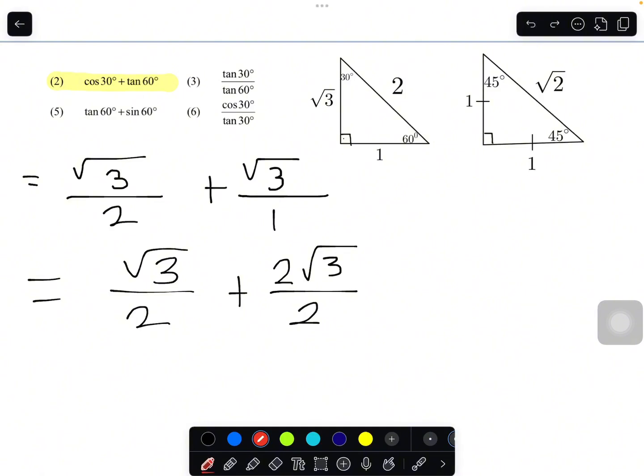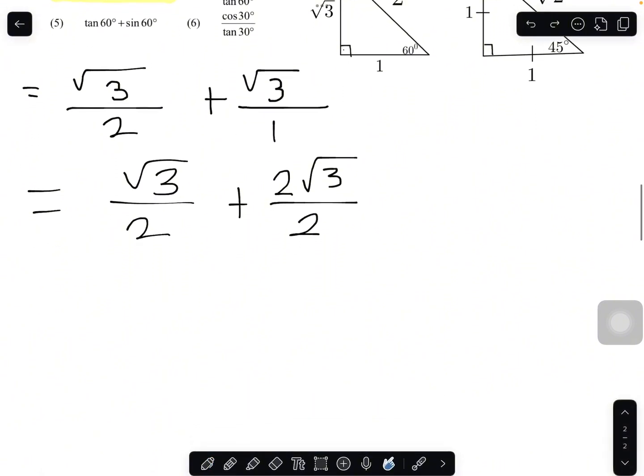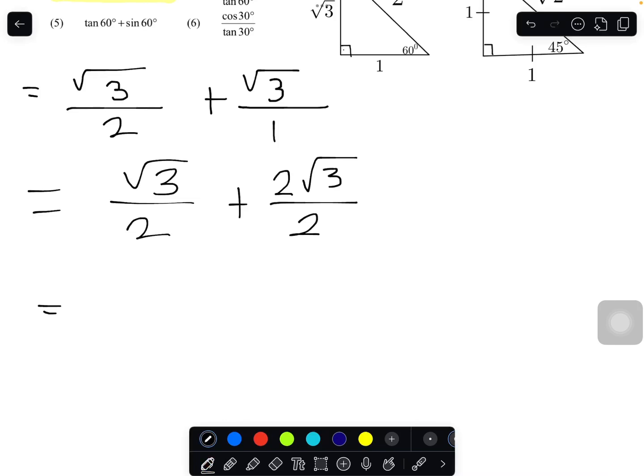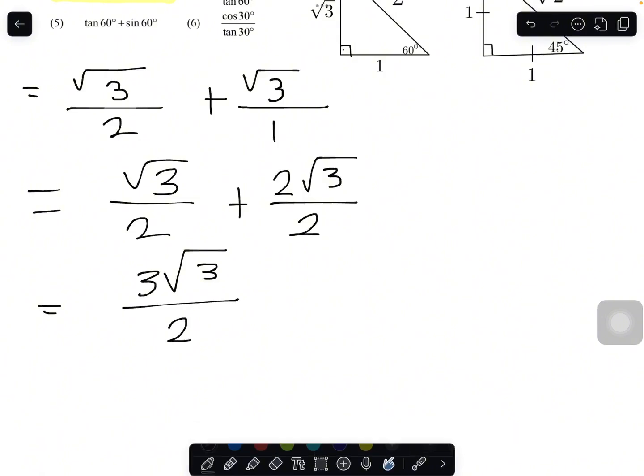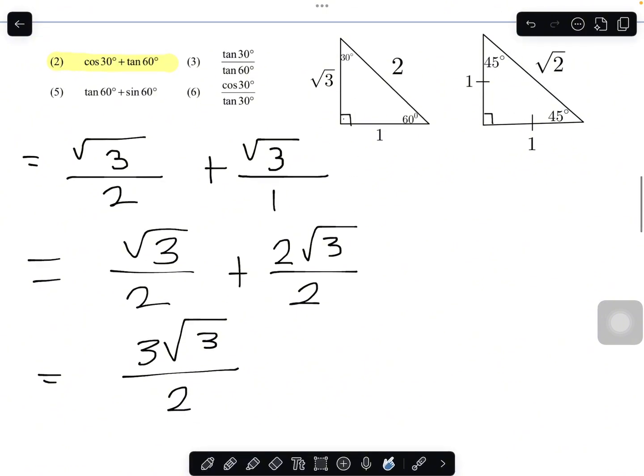And then now I'll have my final answer, which will be 3 root 3 over 2. Now, how would they know that you've used the calculator? Go and put into your calculator root cos 30 plus tan 60, and you'll see it'll give you 3 root 3 over 2. So we know that we have done it right.